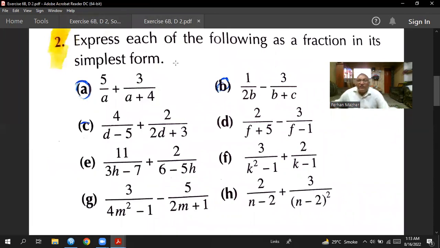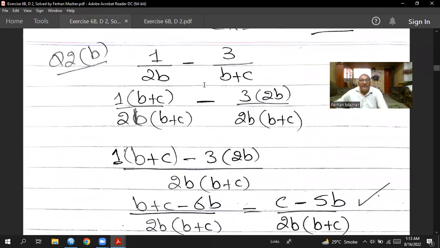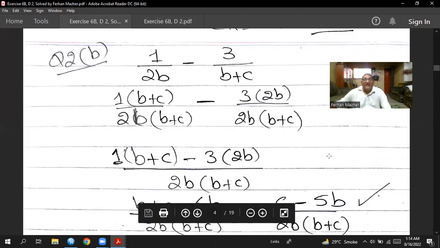It's the B part. It says 1 by 2b minus 3 by b plus c. So in this fraction, I will multiply upstairs and downstairs with b plus c. In this fraction, upstairs and downstairs, I will multiply with 2b. And then you will make the denominator the same, so then it will become very easy. So here you can see I have multiplied upstairs and downstairs with this b plus c, and in this fraction I have multiplied upstairs and downstairs both with 2b. You can see here. So I can write a single fraction here.